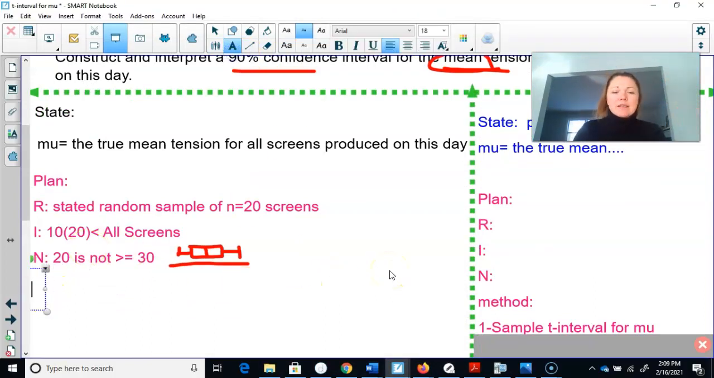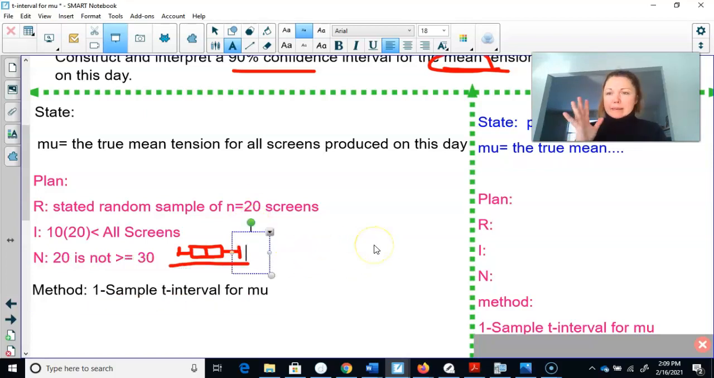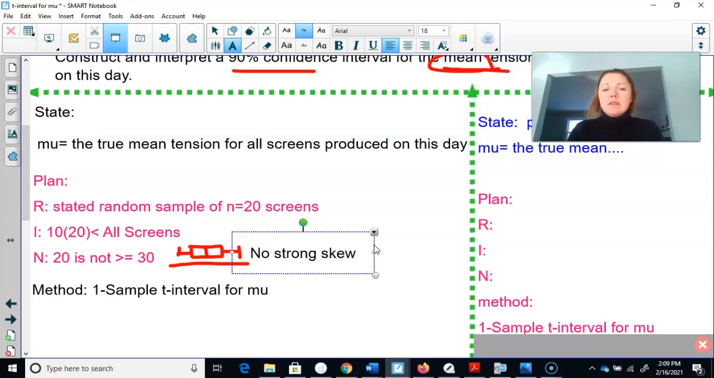Our method is one sample T interval for mu. And forgive me, in the midst of my minor panicking about, oh, I have an error, I forgot to also say what you need to say is no strong skew, no outliers. Okay, no strong skew, no outliers. If you wanted to put symmetric here, that's fine as well. I'm just going to stick with what our notes say.